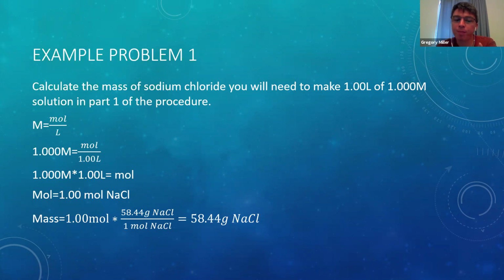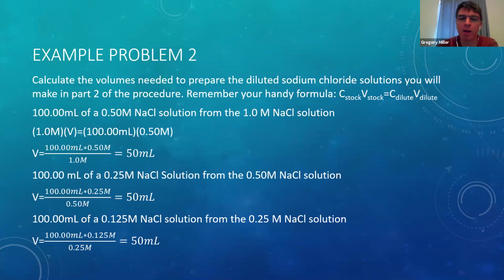Now, if we were to check our significant figures, our first number has 3, our second number has 4, so our answer should actually be rounded to 3 significant figures, 58.4 grams. So to make that solution, we would weigh out 58.4 grams, dissolve it in 1 liter of water, and we would have our 1 molar stock solution.